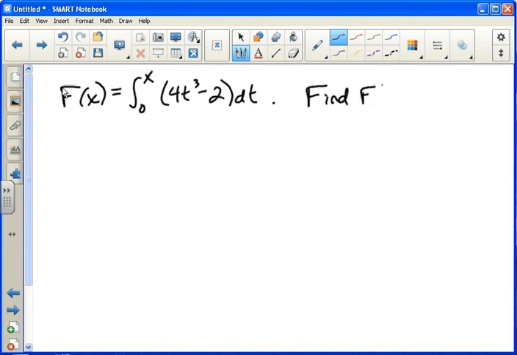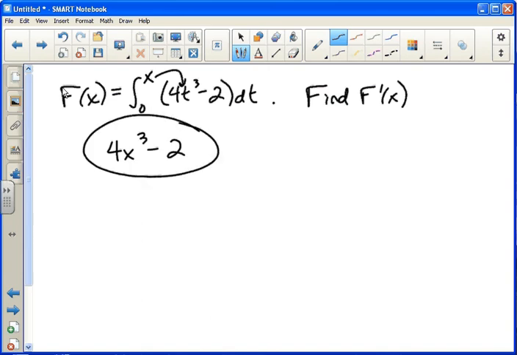Anytime you see them ask you to take the derivative of an integral, you need to connect in your brain that that goes with the second fundamental theorem of calculus. Okay, so all you have to do, it's this hard, is plug x in here, and that's your answer. That is what f prime of x is equal to. So this is about as easy as it can get.